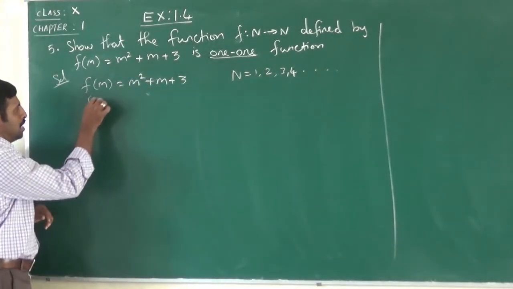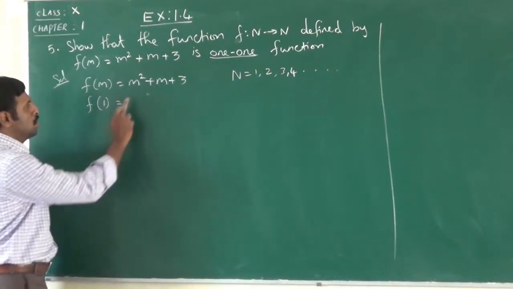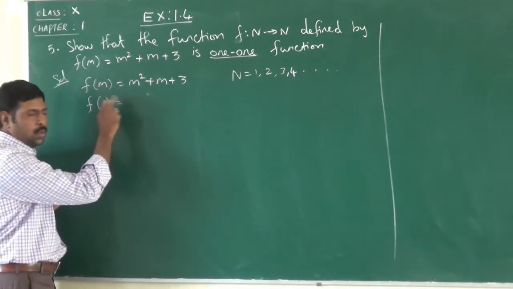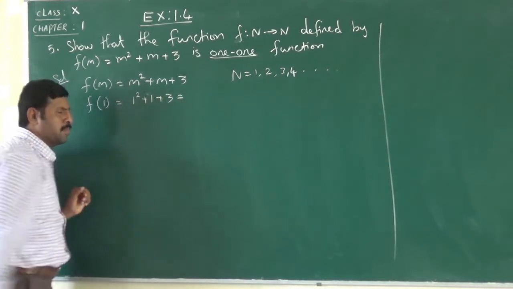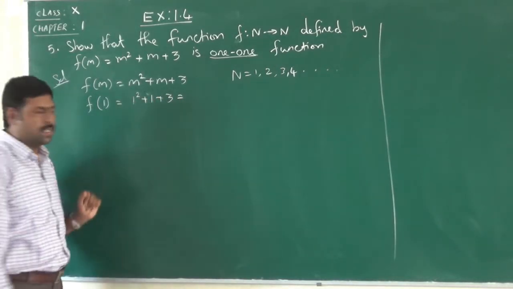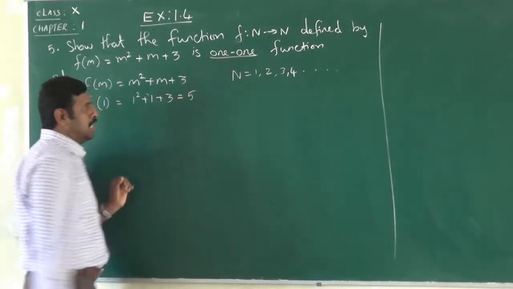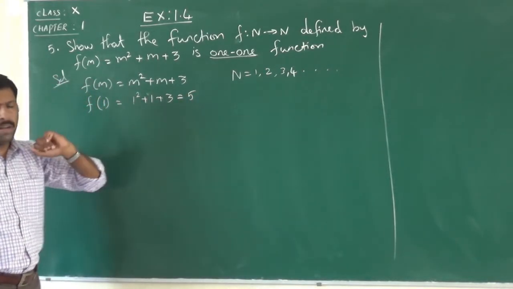Now first I take the function of 1 is equal to, in the place of m I apply the value 1. Here 1 square plus 1 plus 3. 1 square is nothing but 1. Then 1 plus 1 is 2. 2 plus 3 is 5. We get the function of 1, the image, as 5.